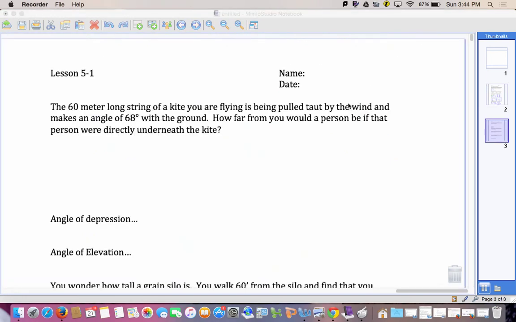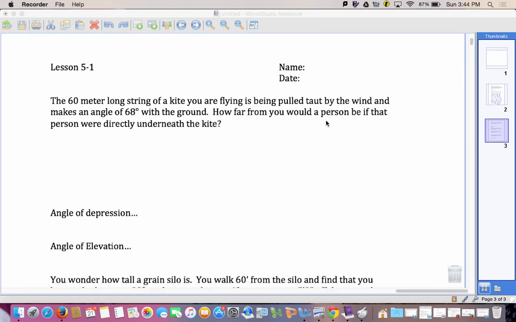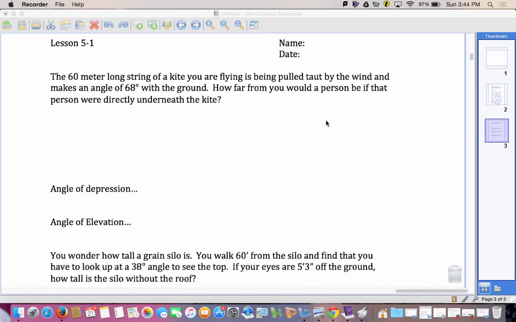Why don't you try this next problem on your own? So go ahead and pause the video and then check back and see if you got the same answer I got. So you go ahead and pause it, work the problem out, and then check your answer.